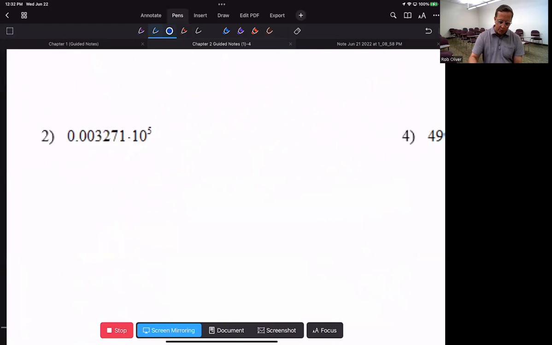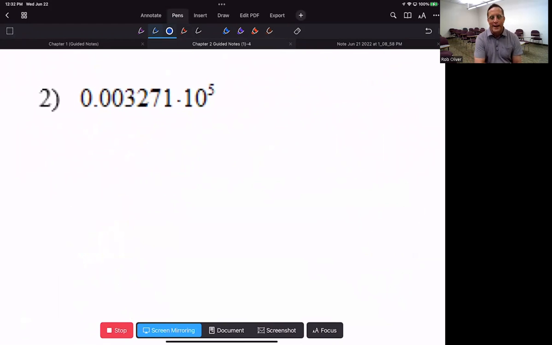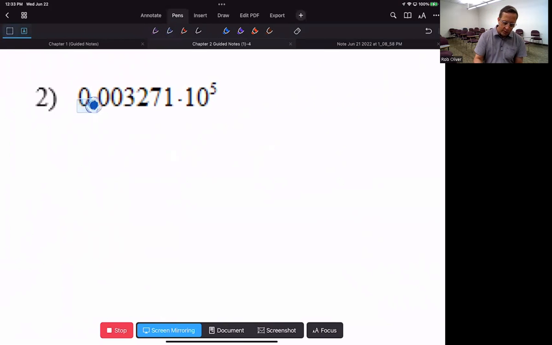All right, for number two, we're going to take that out of scientific notation, and we need to move that decimal over. So we need to move this decimal right here to a spot so that the non-zero numbers make a value between 1 and 10. It could be equal to 1, but it's got to be less than 10. So we want to move that decimal over, we want to move it between the 3 and the 2.